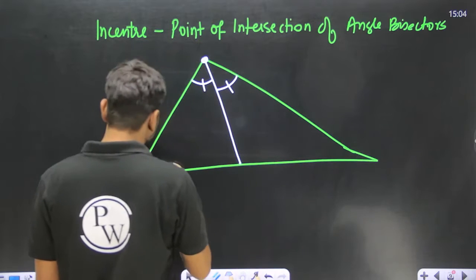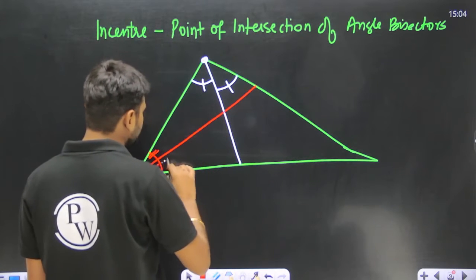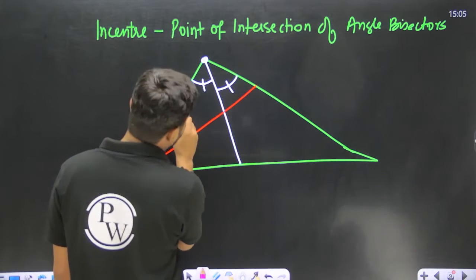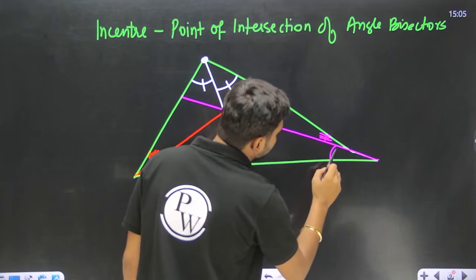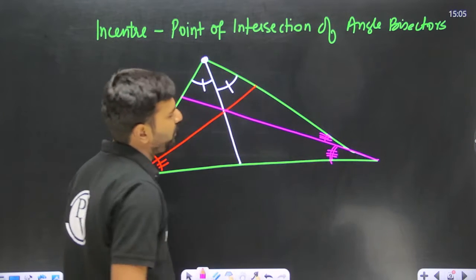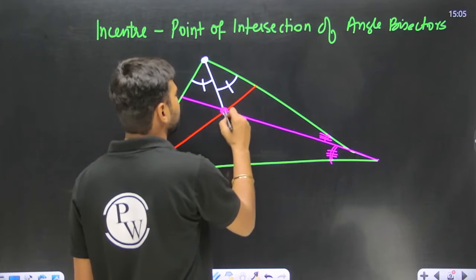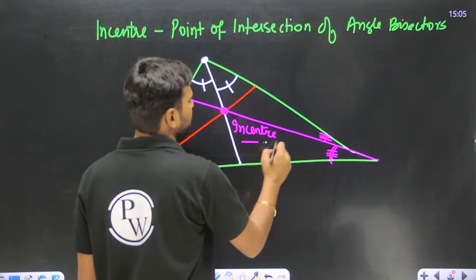So that's why we're going to call this white line one of the angle bisectors. Not only this, the angle bisector from here will be like this, because this angle and this angle will be equal, and another angle bisector will be passing like this, that is, this angle and this angle are also going to be equal. So this is nothing but the point of intersection of angle bisectors, that is, this point is nothing but the incenter.